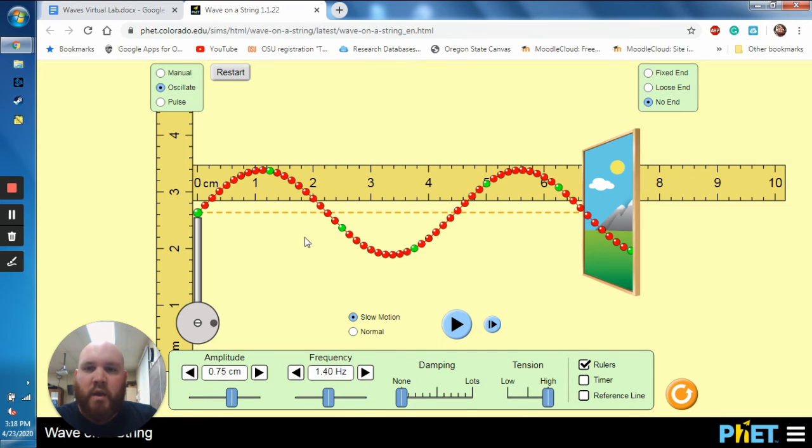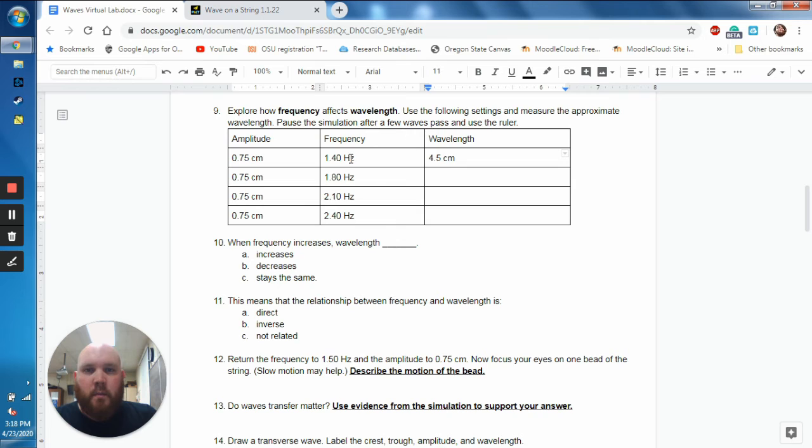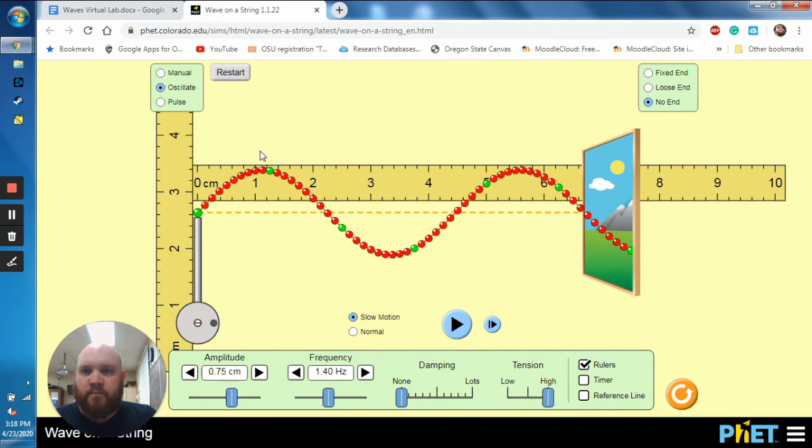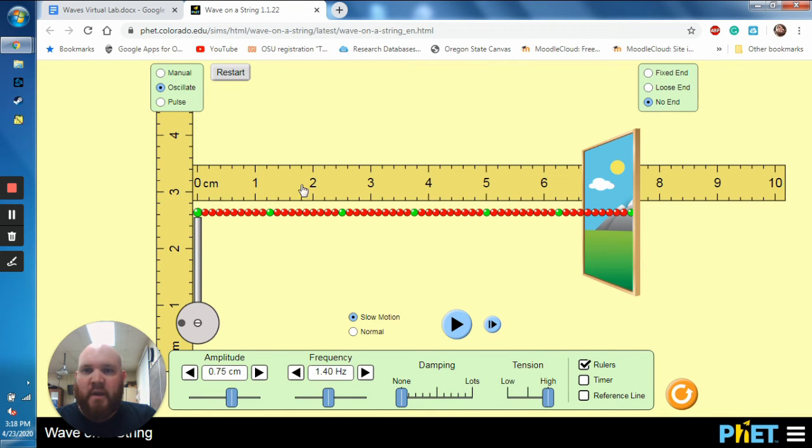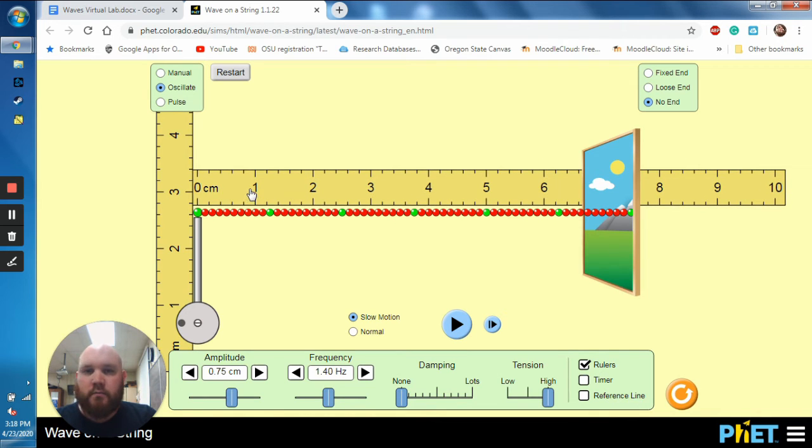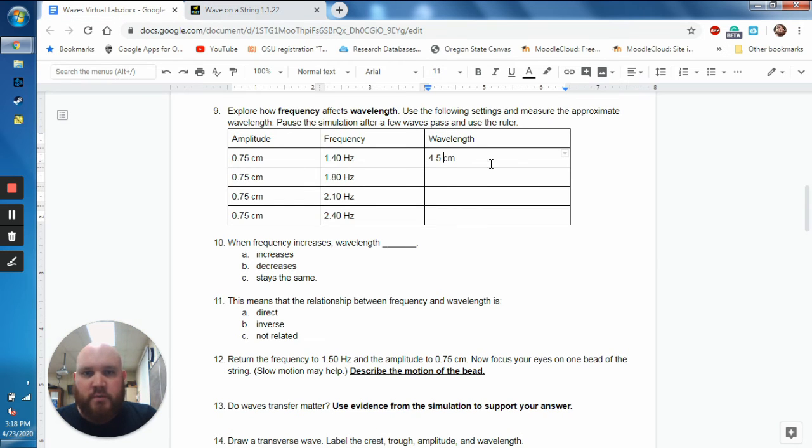Okay. And you can do the rest of this one, okay? Just make the adjustment of the frequency, restart each time, and then if you don't quite get it right, you can move these around and get your wavelengths. So once we got our wavelengths, they're all in centimeters, same thing as before.